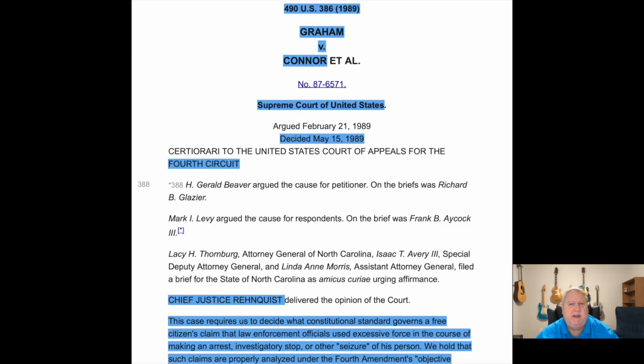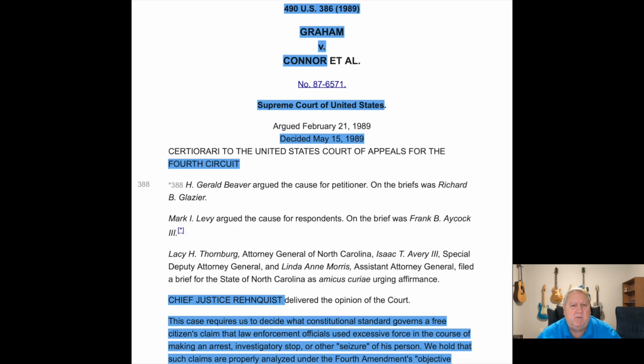Let's take a look at another U.S. Supreme Court case in the area of constitutional law. The one today is Graham v. Connor. It's a 1989 case. Citation is 490 U.S. 386. And it was decided on May 15th, 1989.